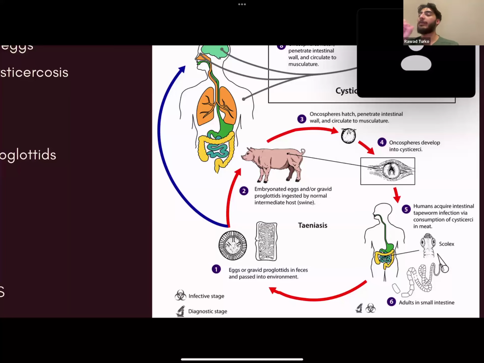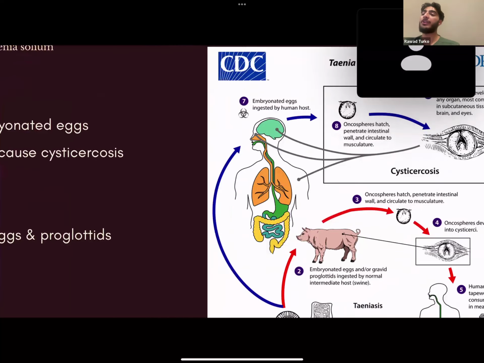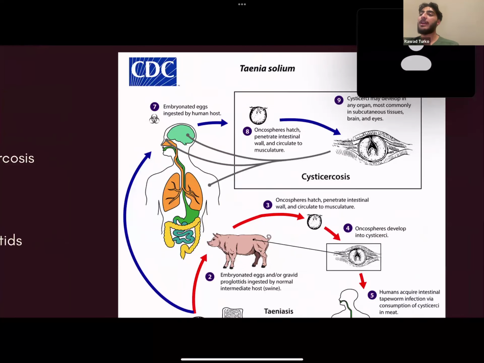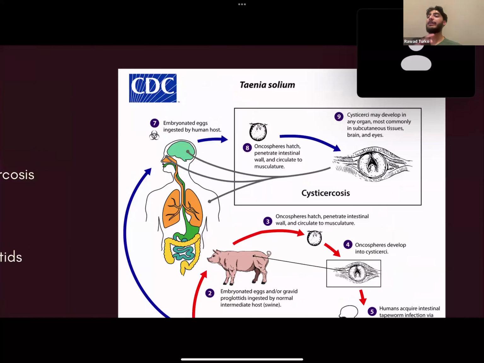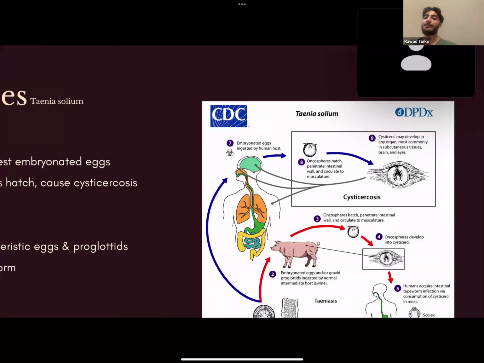Like the Taenia solium eggs, either from pigs or from other humans, you're going to accidentally ingest these eggs. Then the eggs hatch and become oncospheres, which develop into cysticerci, these cysts that can develop in various organs, most commonly in the subcutaneous tissues, the brain, and the eyes.